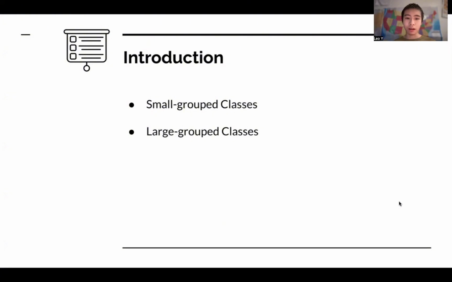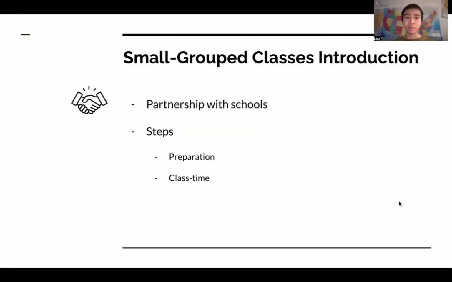First, we will explore the small grouped classes. The main method that these small grouped classes are formed is through partnership with schools. And the steps, there are mainly two steps actually. The first one is preparation, which is what you have to do before the class actually starts. The second one is you have to do something during class time.